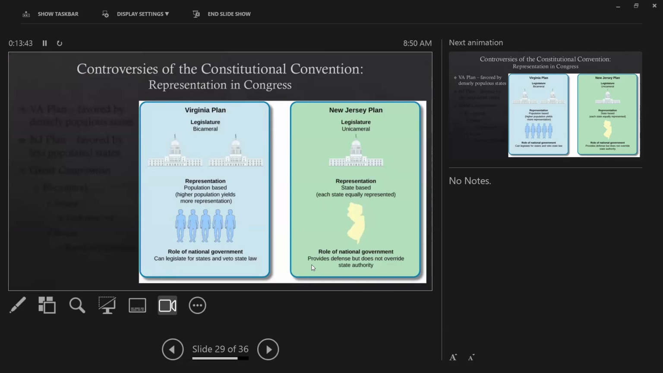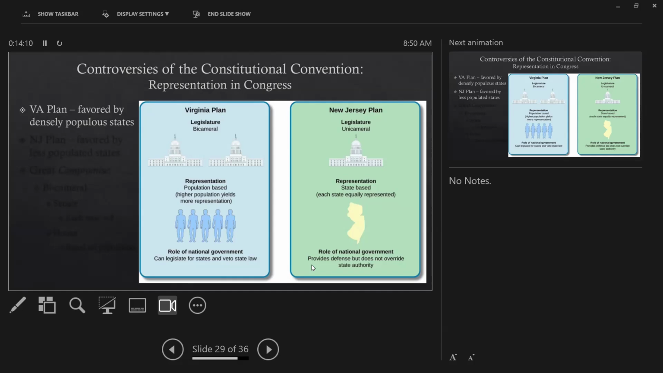And one of the delegates from Virginia named James Madison had a plan. He came to the convention with a plan, and it was known as the Virginia Plan. James Madison was from Virginia, and he was using some of the ideas from his own state government to come up with a plan for a national government.